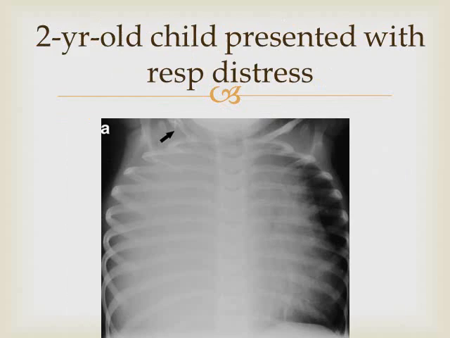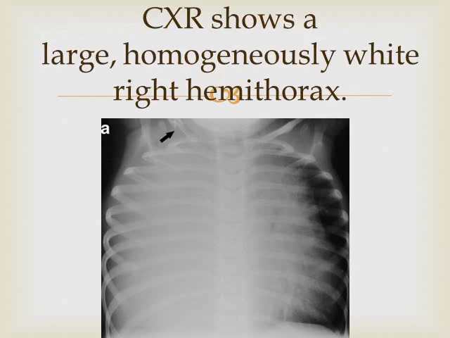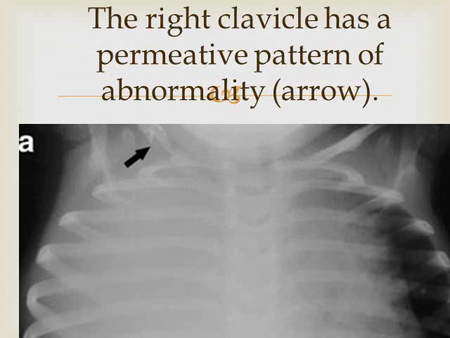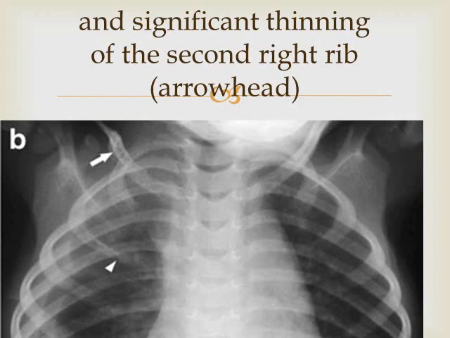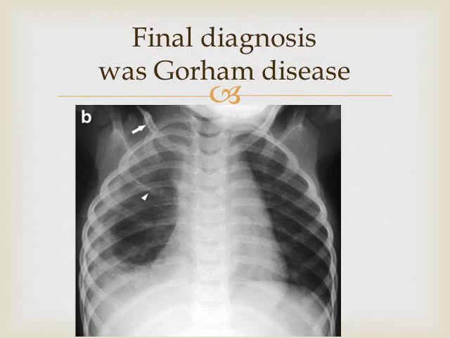A 2-year-old child presented with respiratory distress, and chest X-ray showed a large homogeneously white right hemithorax. The right clavicle has some osteoporotic changes, like a permeative pattern of abnormality. So repeat chest X-ray after a pleural tap of 300 ml of chylous fluid better demonstrated the abnormality of the right clavicle, and significant thinning of the second right rib was also seen. So the diagnosis was Gorham disease.